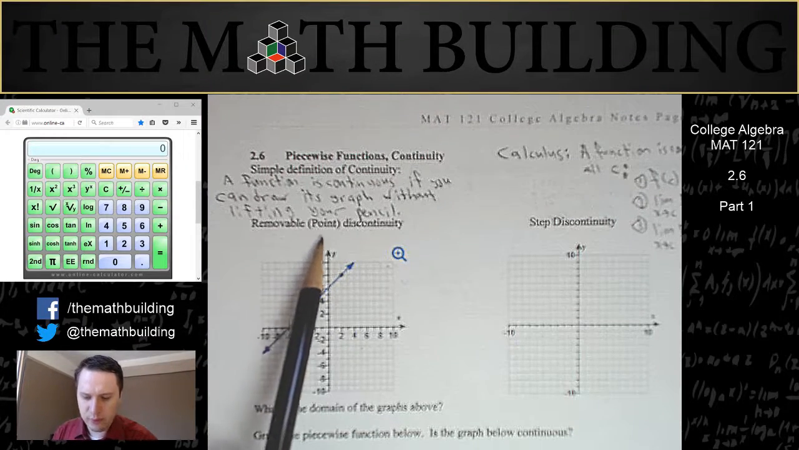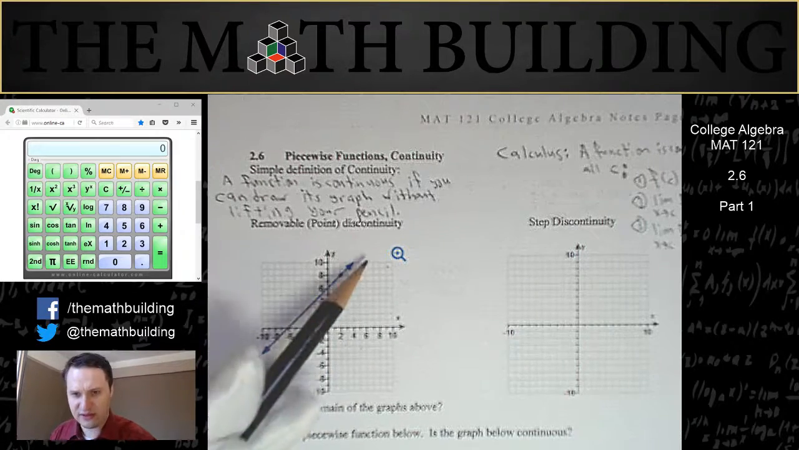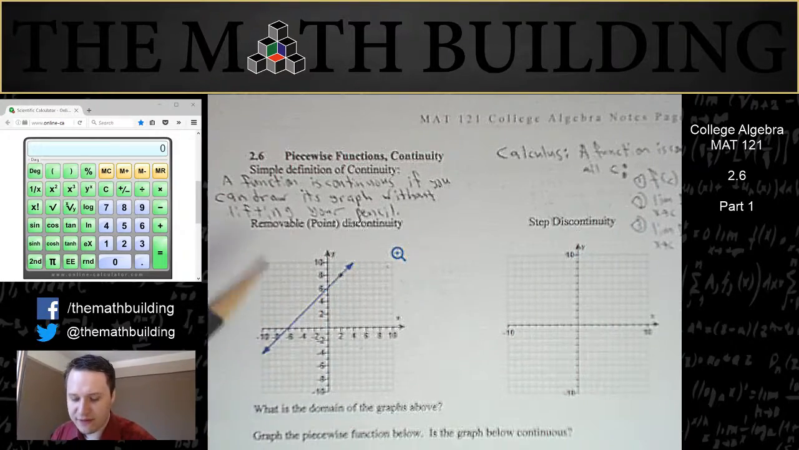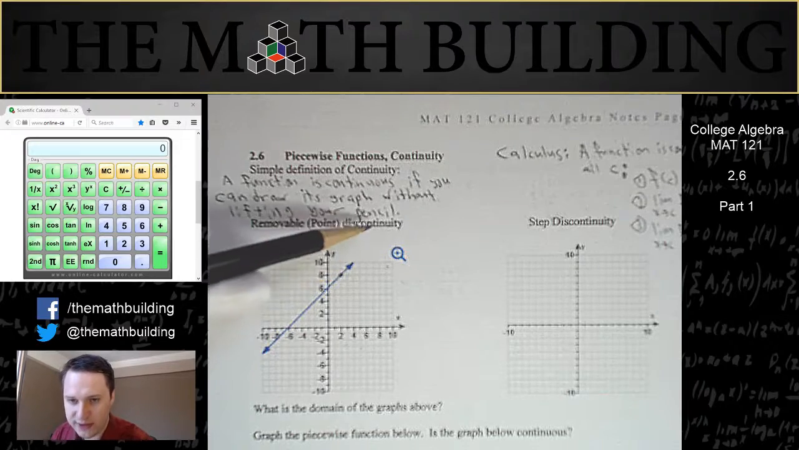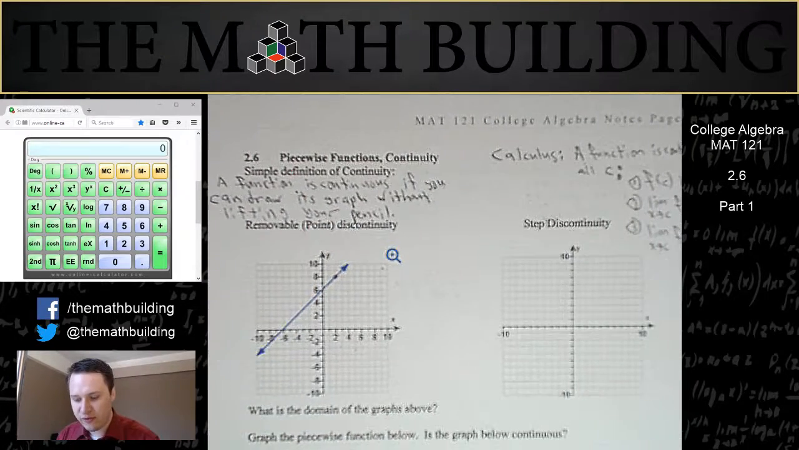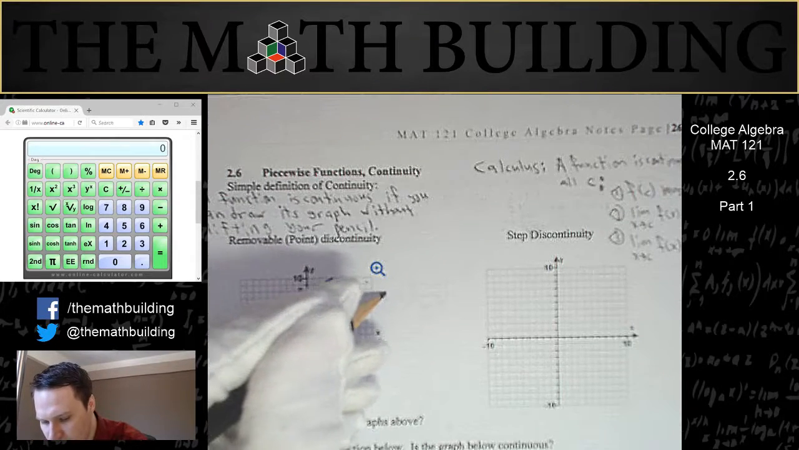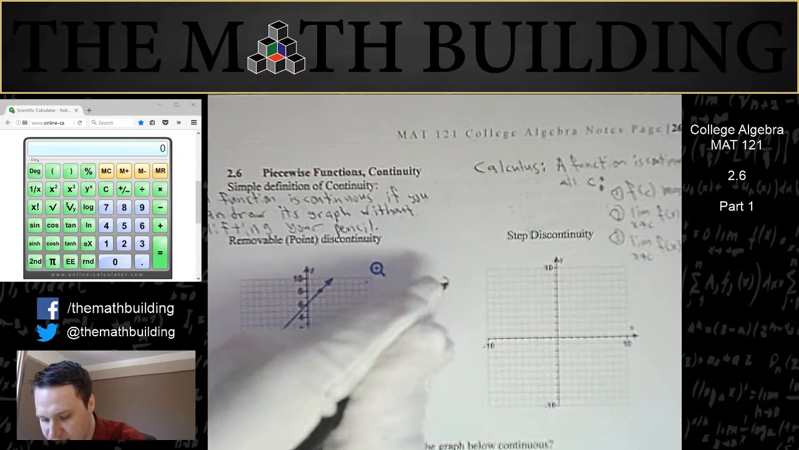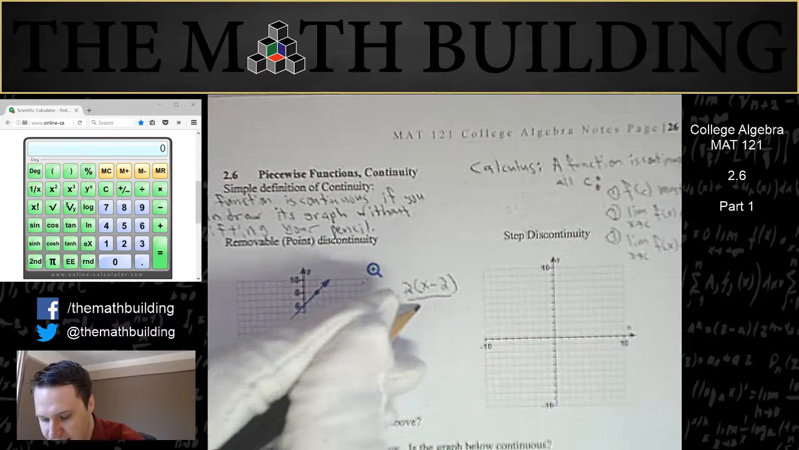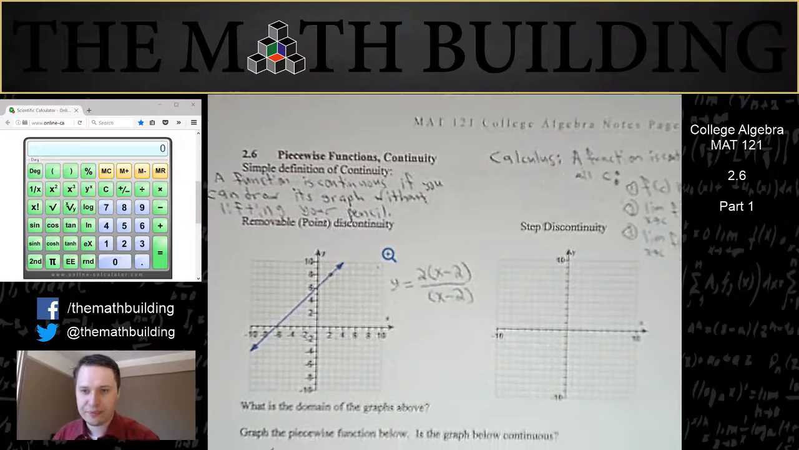The first type is a removable or a point discontinuity. And you'll notice I have this line here, and I have a little hole in the graph. So applying our definition, I can't draw this line without lifting up my pencil to get over this hole to keep going. So that's called a removable discontinuity. And let's look at why that could happen. Imagine we had the graph y is equal to 2 times x minus 2 divided by x minus 2. So consider that graph right there.